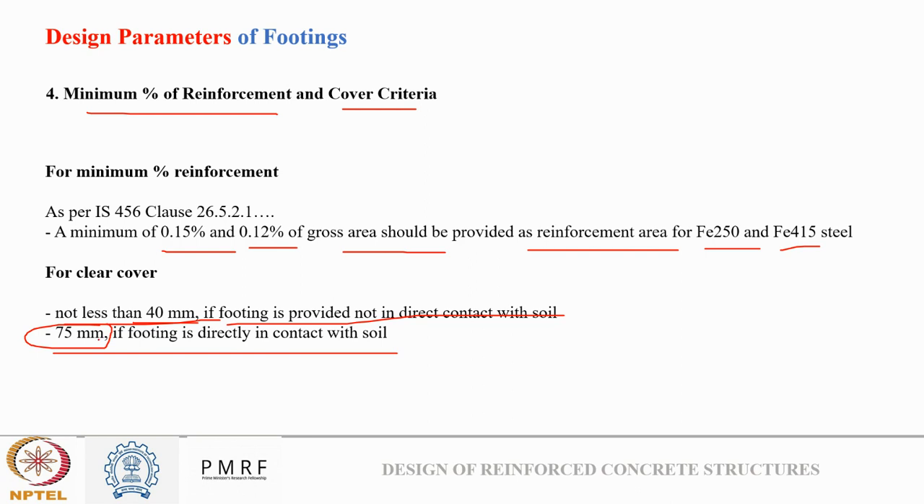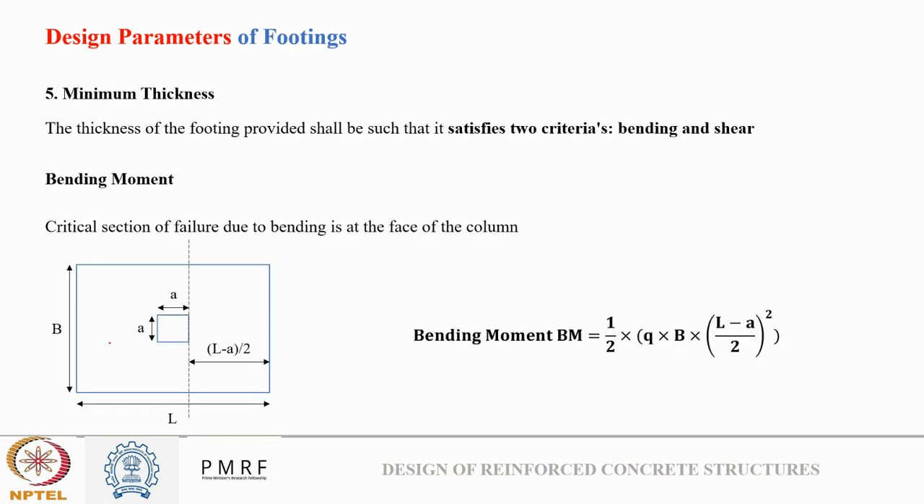Okay, so you can see, compared to substructures where we used to provide cover of 25 mm or 30 mm or 40 mm, in the case of footings we are providing a very high cover so that our reinforcement is safe from any corrosion. Now, how do we calculate thickness? We know two criteria that thickness needs to satisfy, but how do we choose the minimum thickness that we need to provide? The thickness of the footing provided shall satisfy two criteria: bending and shear.